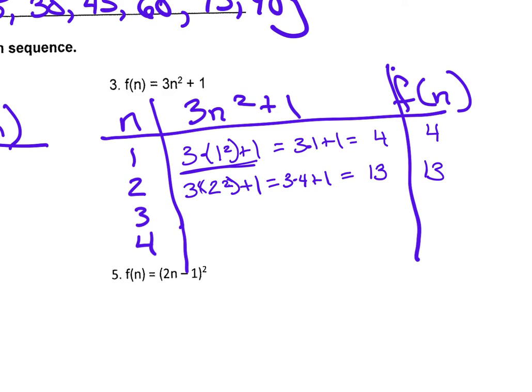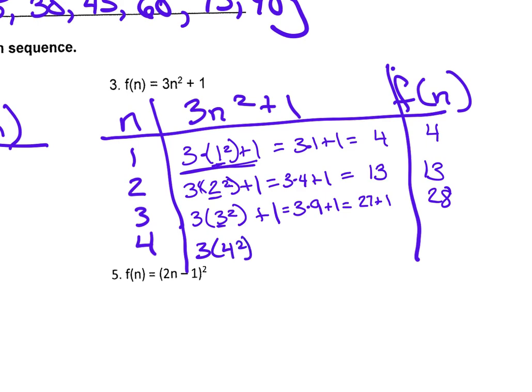Now I'm going to put in 3. 3 times 3 squared plus 1. The only thing that's changing is our n value. So 3 times 9 plus 1, which is 28. Good. And then the last one is 3 times 4 squared plus 1.